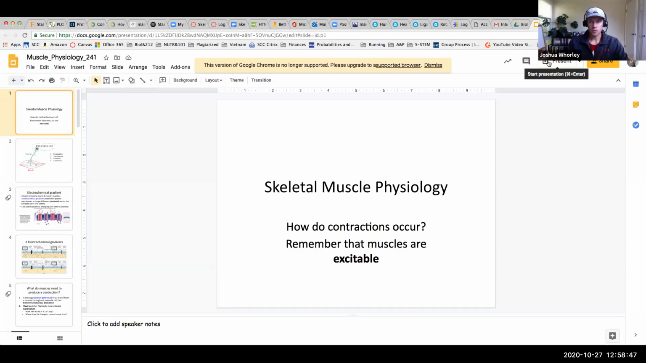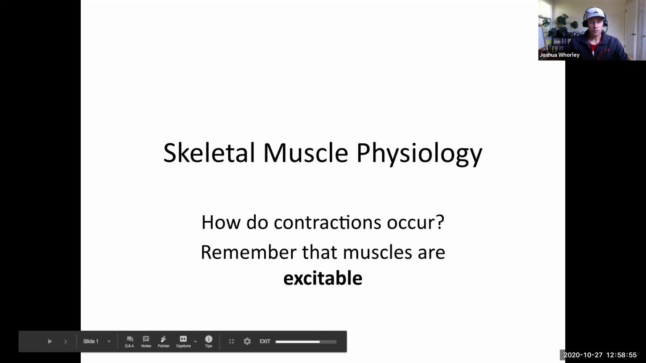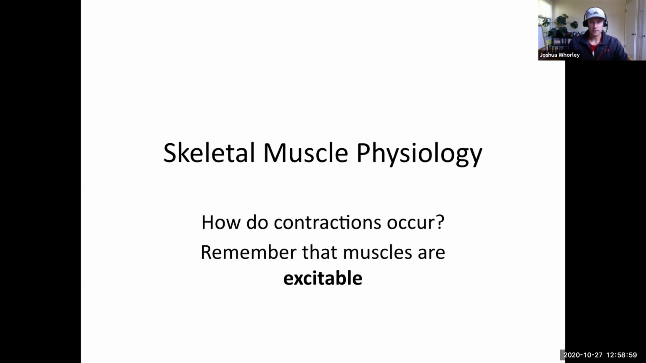Hello, folks. I want to talk to you now about skeletal muscle physiology, and specifically about how skeletal muscle is stimulated to contract. Okay, so we have to remember that muscles are excitable cells, and the way that any cell can be excitable is by being responsive to electrical stimuli or being responsive to hormonal stimuli, right? Skeletal muscles rely on electrical stimulation.